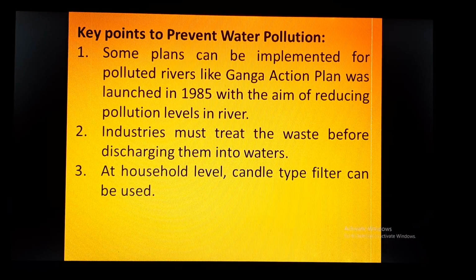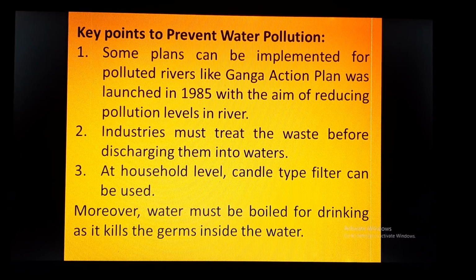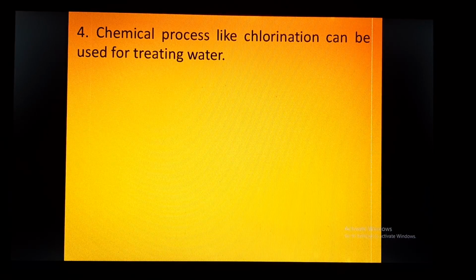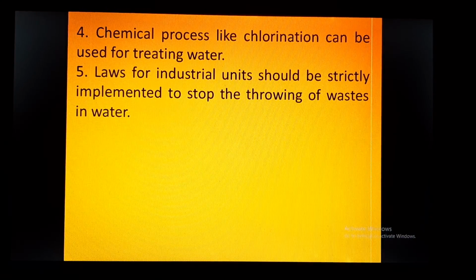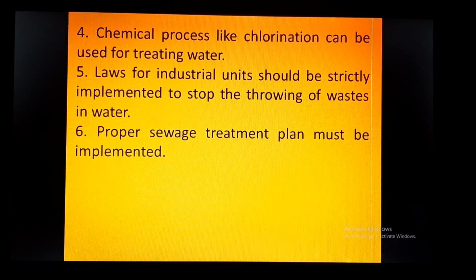At household level, we can use a candle type filter or other types like RO for making the water fit for consumption. Moreover, water can be boiled before drinking. Chemical processes like chlorination can be used for treating water, as we discussed. Industrial units should be imposed with strict laws so that they stop throwing waste in water.